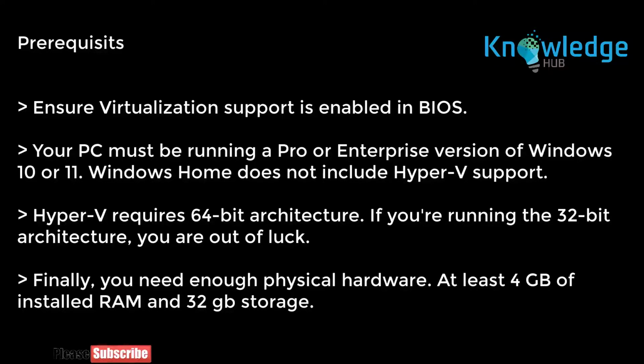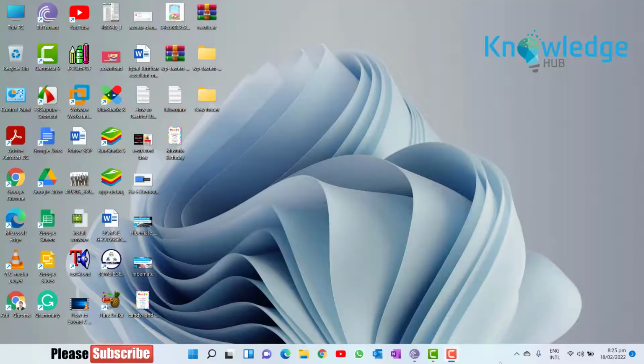Finally, you need enough physical hardware to devote to your virtual machine. At least 4 GB of installed RAM is required, but I recommend 8 or 16 GB for any kind of serious work with Hyper-V. You also need enough unused local storage to hold a full installation of Windows, apps, and checkpoints. 32 GB should be sufficient.